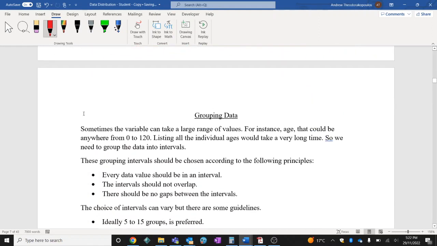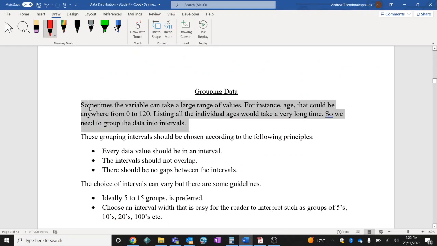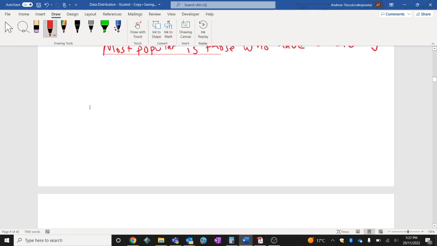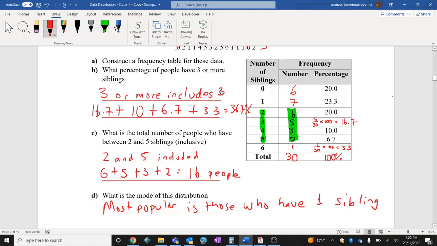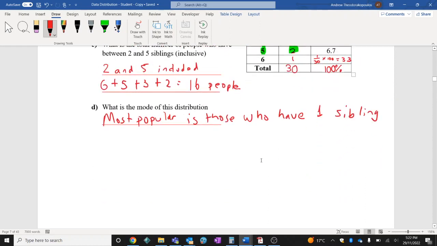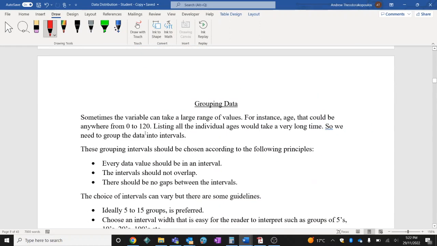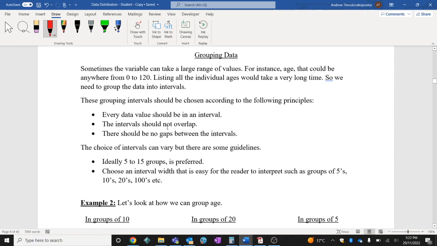Cool. So sometimes the variable can take a large range of values. So for example, if we did the same thing we did up here, but instead of asking people how many siblings they have, we ask them what's their age, for a random group of people, you can get any answer from 0 years old to maybe 120 years old. So rather than doing this all the time, 0, 1, 2, 3, 4, 5, 6, all the way down to your biggest answer, it's going to take forever. So if we asked age, that could be anywhere from like 0 to 120. Listing all the individual ages would take a very long time. So we need to group the data into intervals.